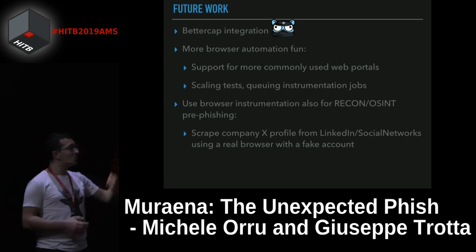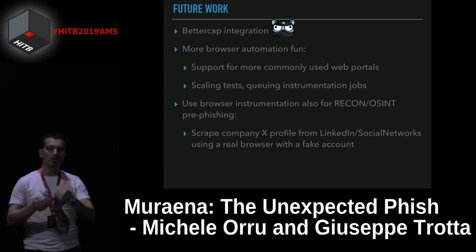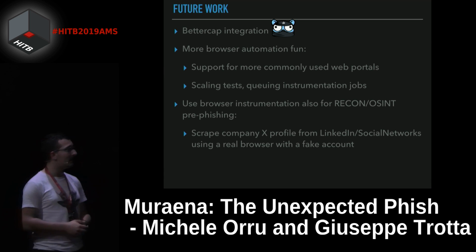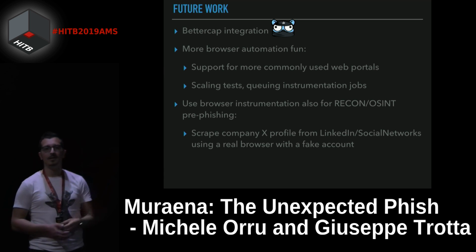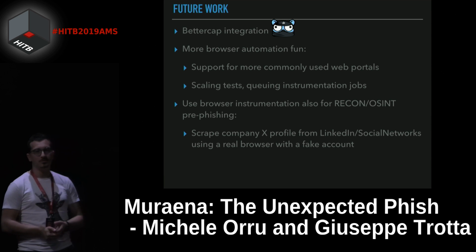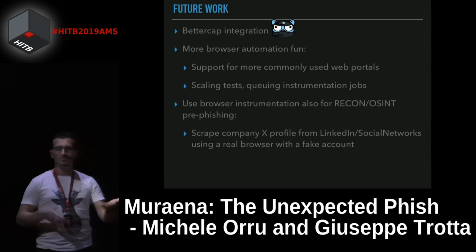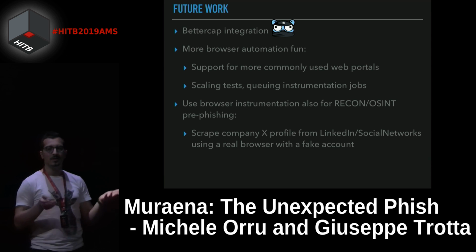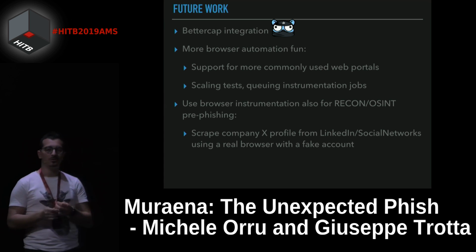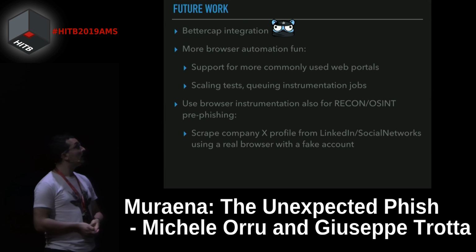And we also want to use the browser instrumentation for the recon, the open source intelligence pre-phishing part. So we can scrape the company XYZ, for example, on LinkedIn. We just provide the name of the company, and then you collect all the victims, and you can do a lot of this operation automated. So basically the goal is, we are lazy, we want to automate this stuff and just focus on the real phishing part, which is collecting the information and making something logical.